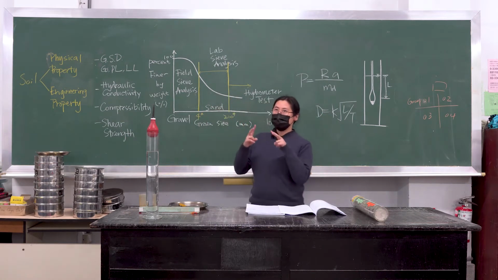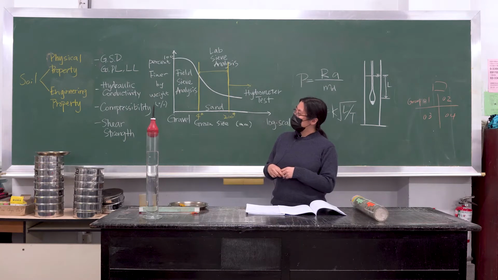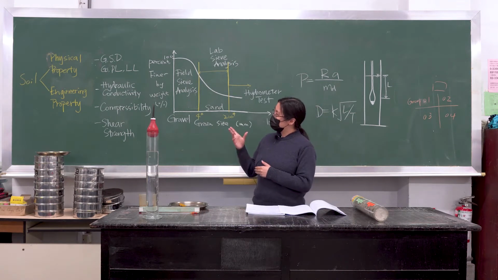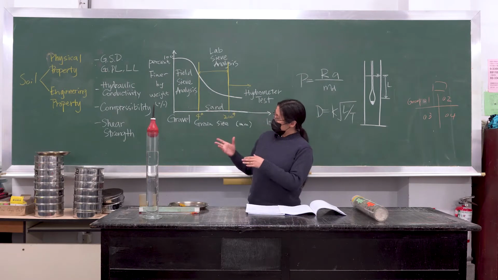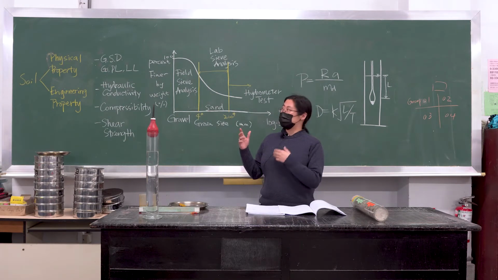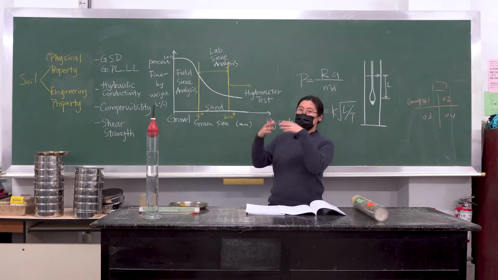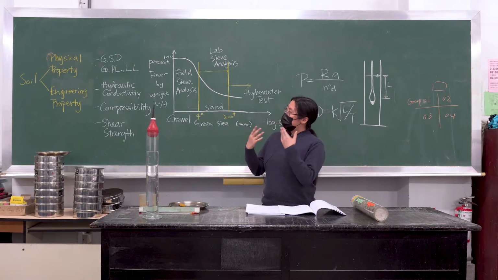In the first two lab sections, we are going to use different methods to determine the physical properties. More specifically, we are going to determine the grain size distribution, which is a curve that tells us the distribution of different soil particle sizes.